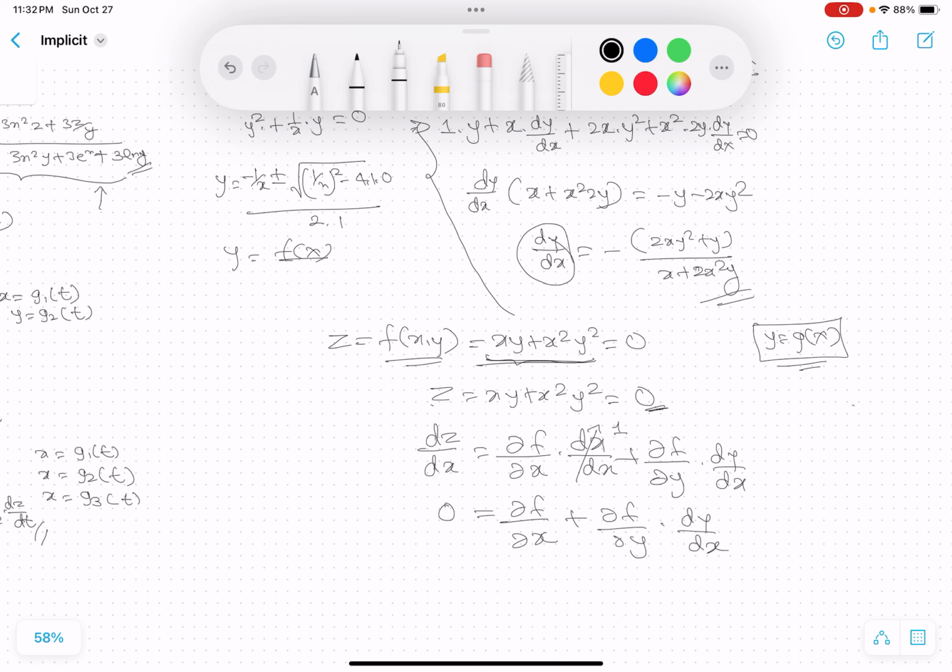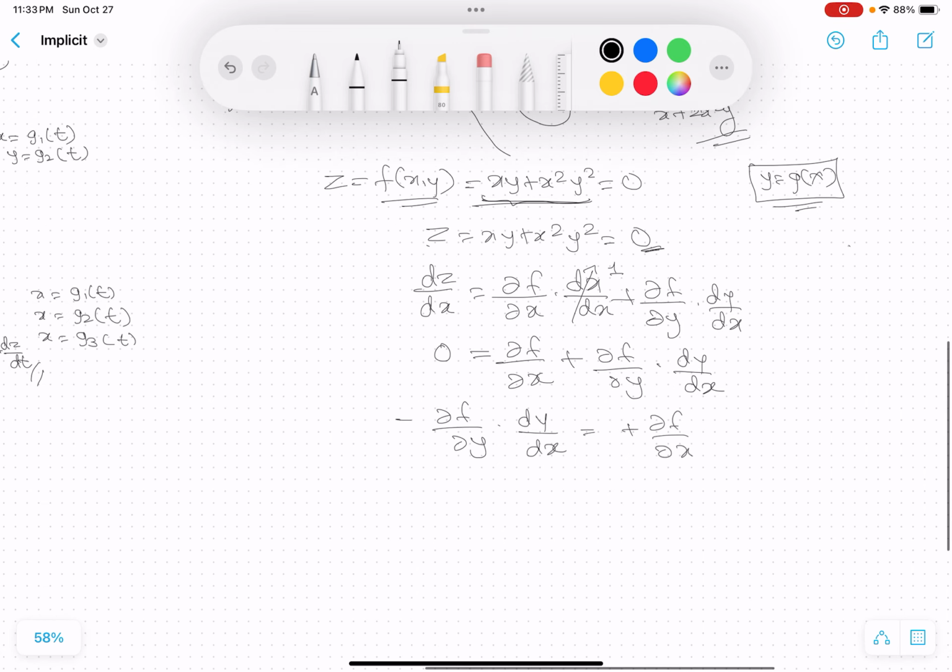Now I can take it to the other side, and then minus partial f by partial y times dy by dx is equal to plus partial f by partial x. So we get dy by dx is equal to negative of the partial derivative of the function with respect to x divided by the partial derivative of the function with respect to y. I can also write this as f sub x. So this is minus f sub x by f sub y.